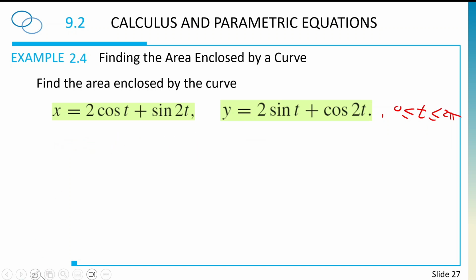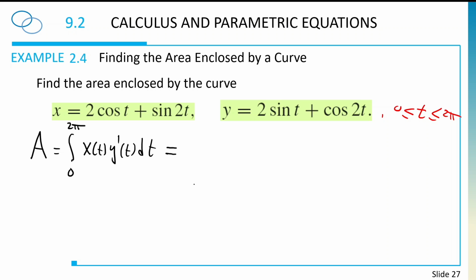Now let's try to find the area. If I need to check the orientation, I can, but let's use the idea of the absolute value. So I'll take the area as the integration from 0 to 2 pi of x of t times y prime of t dt. You could do the opposite, and it should be the same answer. The only difference usually is a negative sign.